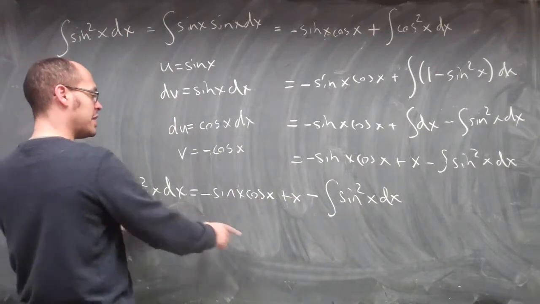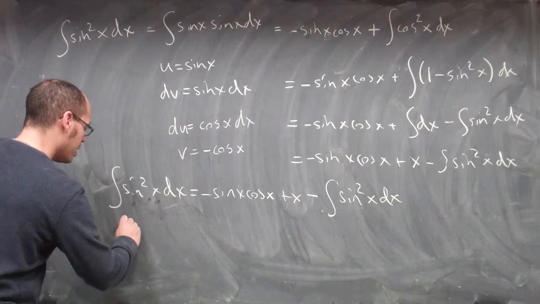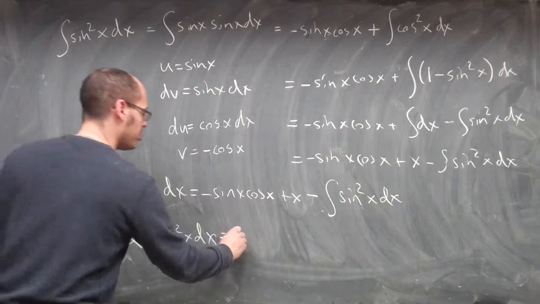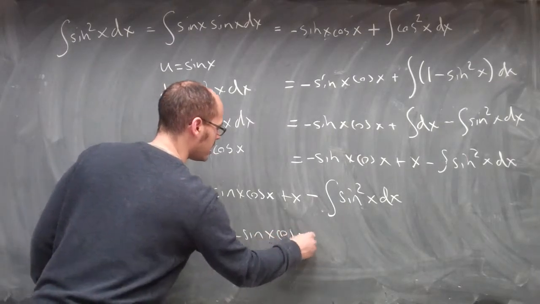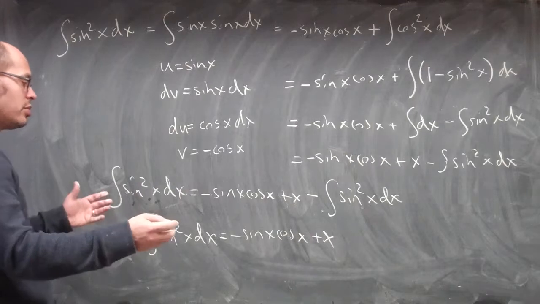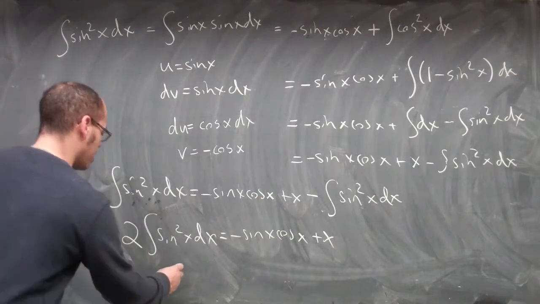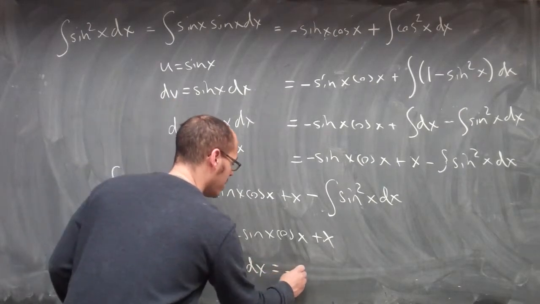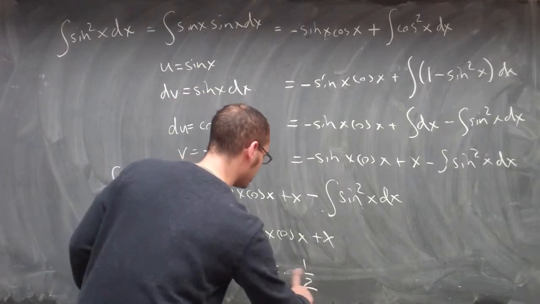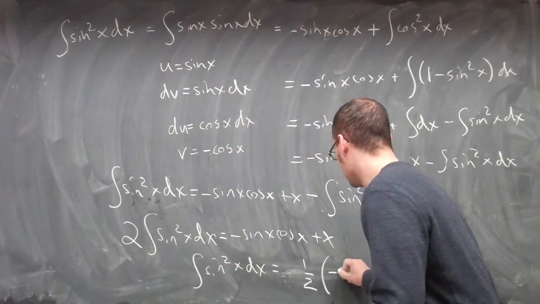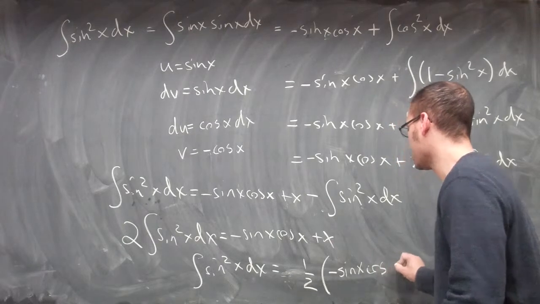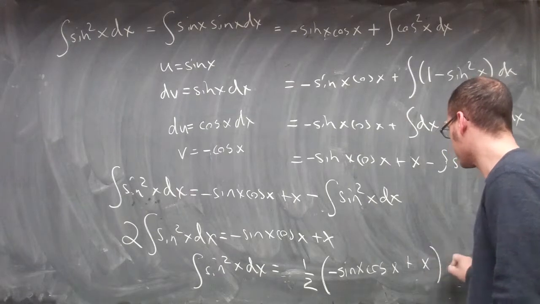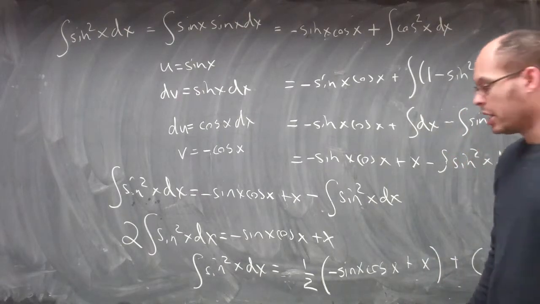So I'm going to just add this thing over to the other side, and I'll get twice what I'm looking for, twice this integral, is minus sine x cosine x plus x. Now dividing by 2, and I'm done. I've got my answer. So that just says the integral of sine squared x dx is, well, let's just say it's 1/2 times minus sine x cosine x plus x plus c. Okay?